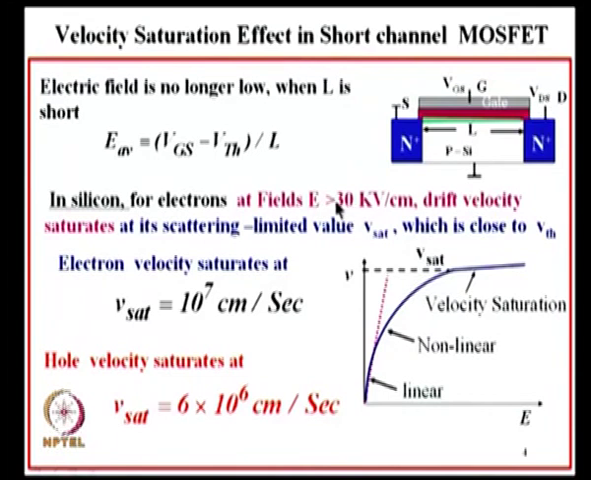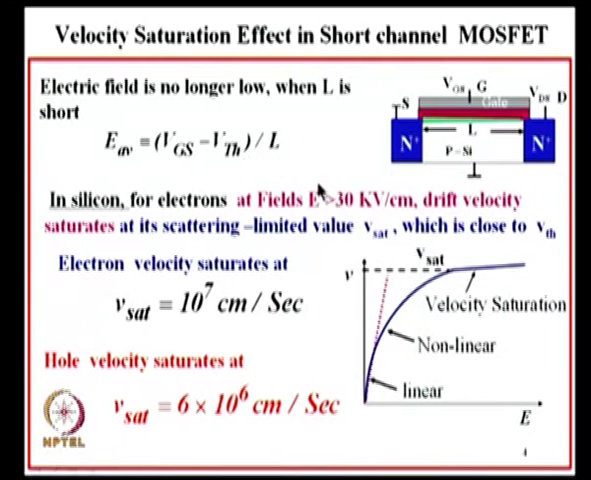See, for example, even if you take a number like 1 micron channel length, if the VGS minus V threshold is 3 volts, okay, 3 volts divided by 10 to the power minus 4 centimeter, that is 30 kV per centimeter. So, even there you can have velocity saturation. You can see if the channel length is smaller, even if VGS minus V threshold is 2 volts, 1 volt, you will have velocity saturation.